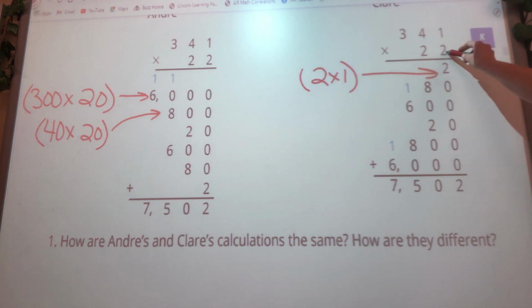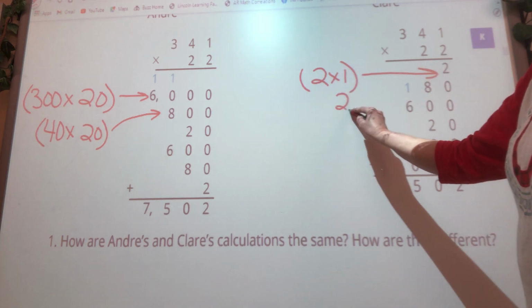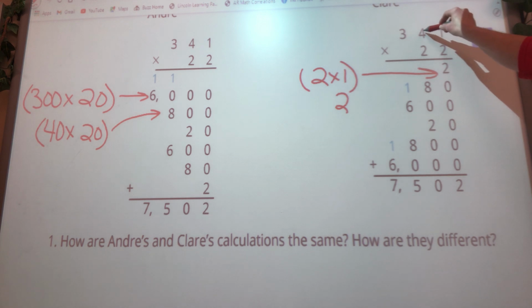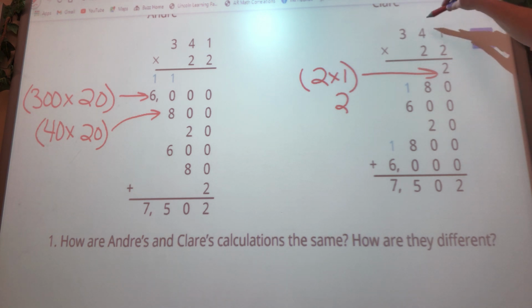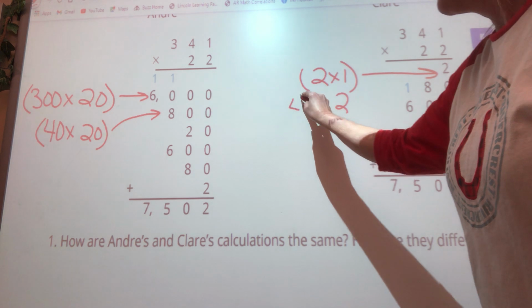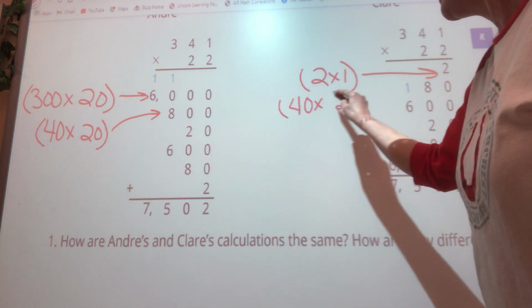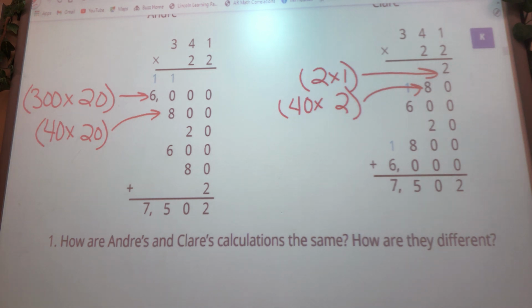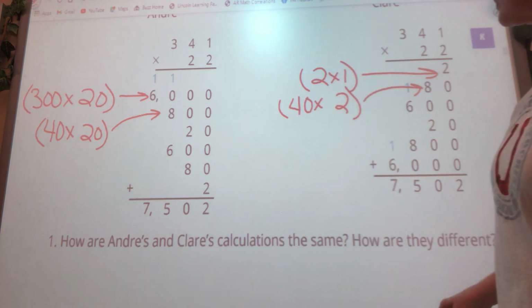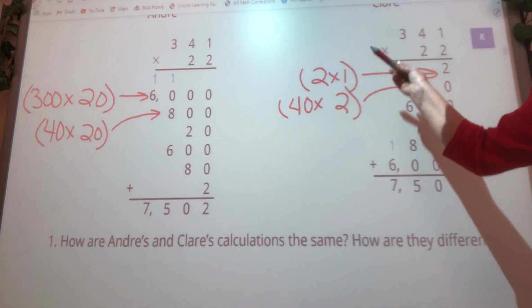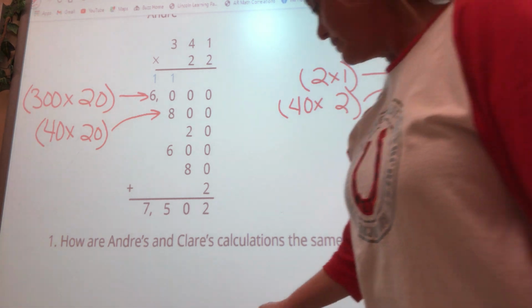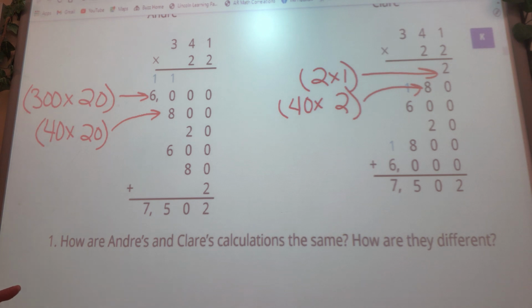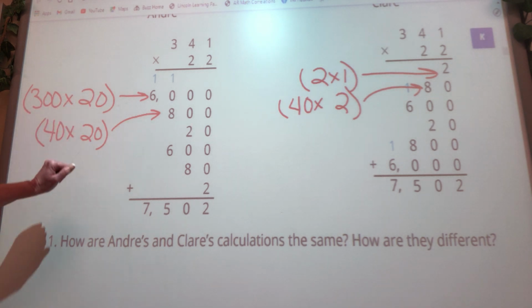Then she moved to the next one. She has 2, that's still in the ones place. And then she multiplied it times this, which is in the tens place, so that would be 40 times 2. So that's where she got the 80. So if we just went down and wrote just a little math problem for each one of these, that's writing expressions. So don't let the term write expressions throw you off. You're just writing the math problem to show how they got that partial product.